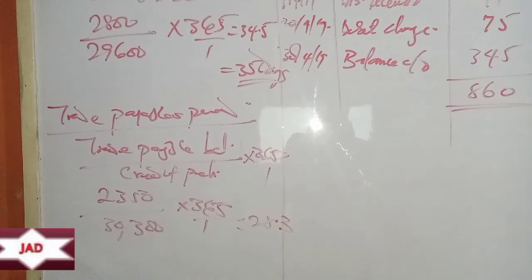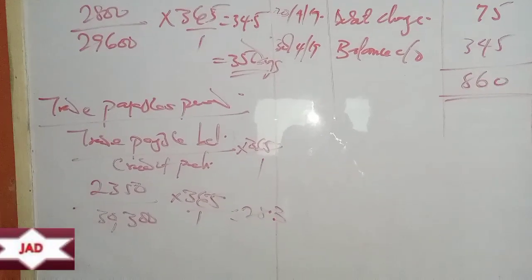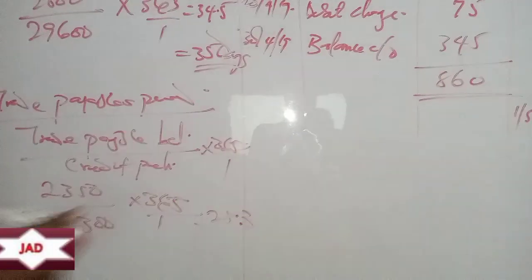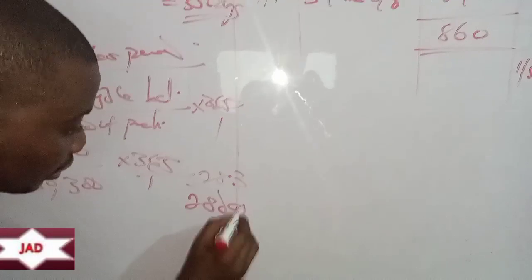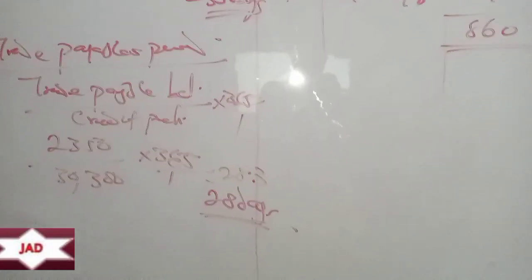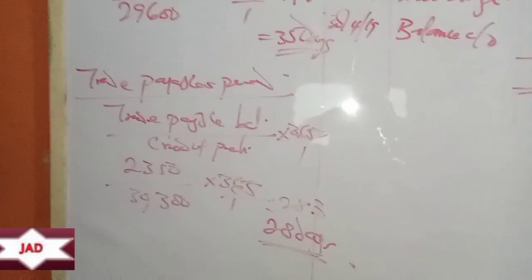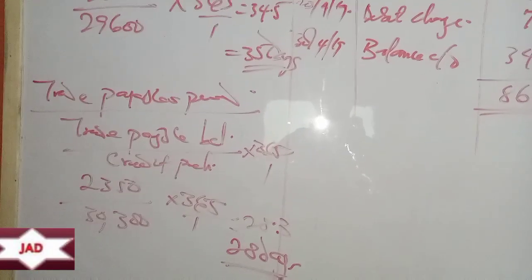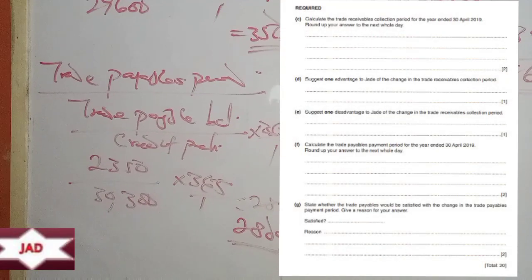Should we take 29 days or 28 days? This 3 is not up to 5, using an approximation, let's take 28 days. Let's just assume. Let's say 28 days. So that means it will take Jade 28 days to pay credit suppliers. So they are now asking.